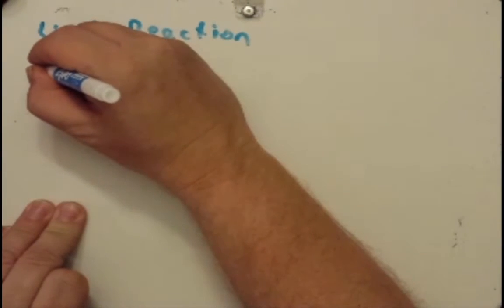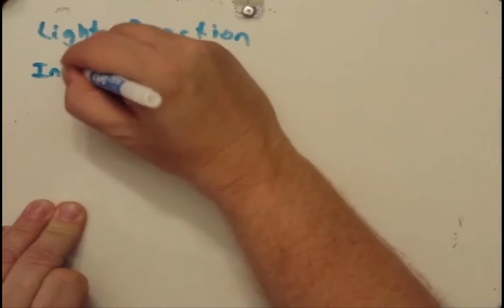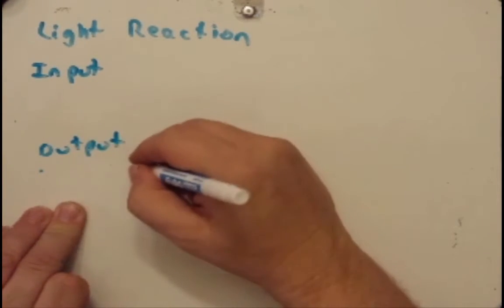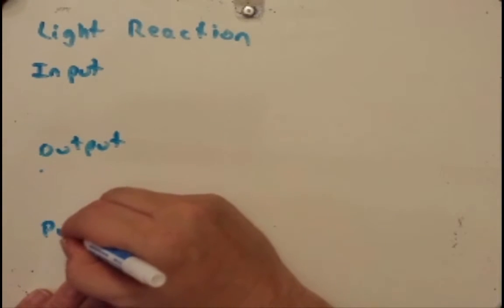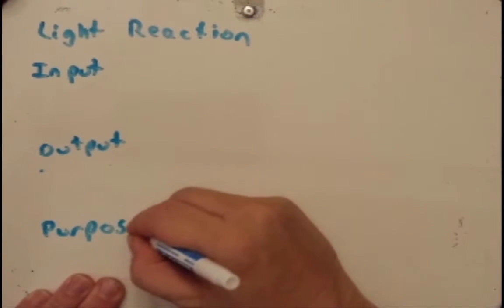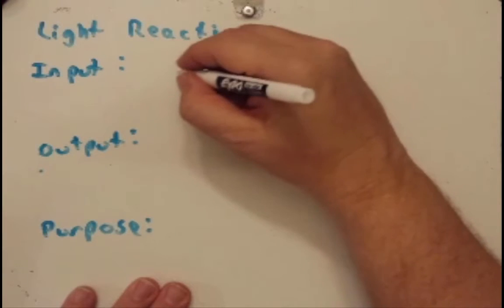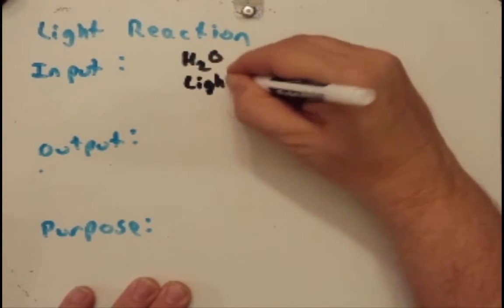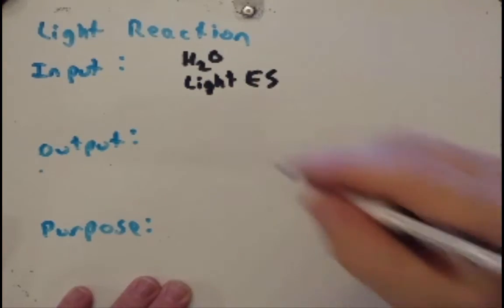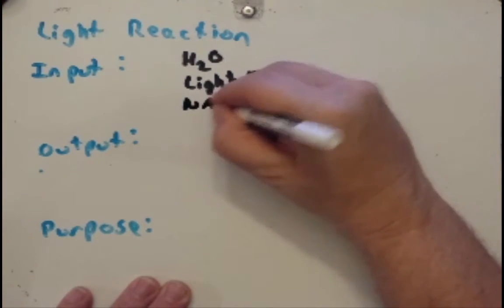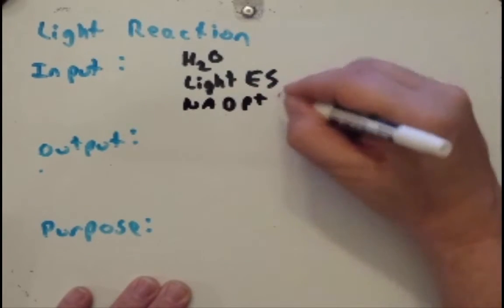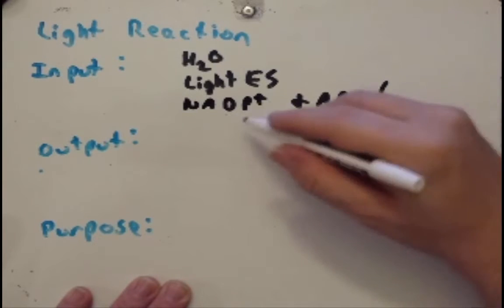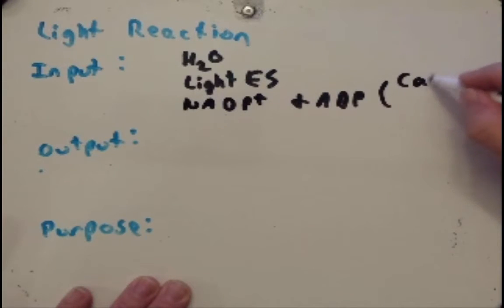Let's think about its input, its output, and then finally its purpose, because everything needs a purpose. Input is water and light energy. In addition, NADP+ and ADP. And remember, it gets these two components from the Calvin cycle.